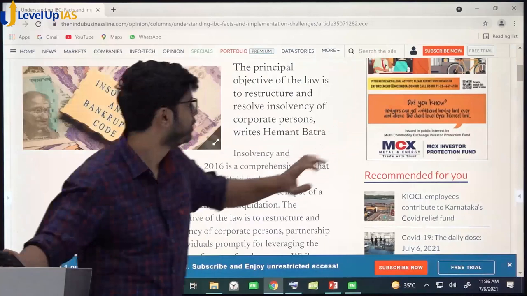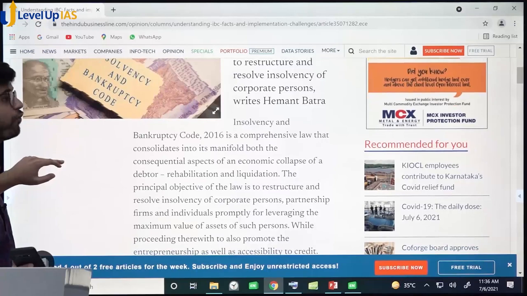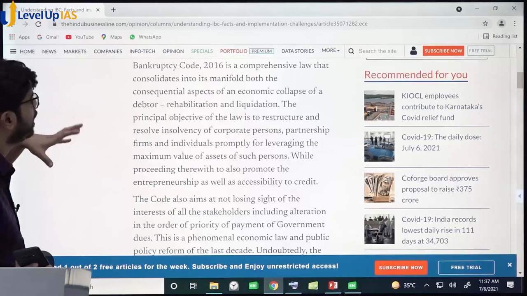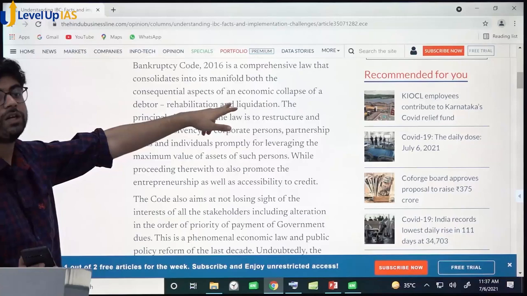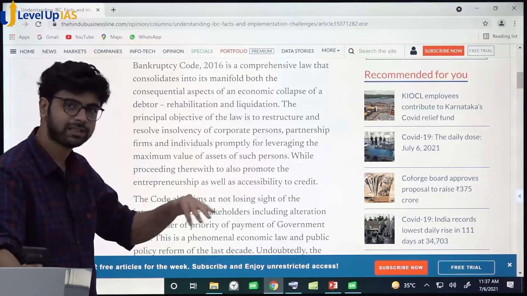Read this. The principal objective of the law is to restructure and resolve insolvency of corporate persons, corporate debtor. Insolvency and Bankruptcy Code is a comprehensive law that consolidates into its manifold both the consequential aspects of an economic collapse of a debtor, which means what if Tata fails, basically. Rehabilitation and liquidation. Liquidation means what? When there is no magic person, when there is no hero, you liquidate the company, you sell the assets. Rehabilitation means the owner changes. The principal objective of the law is to what? Just read.